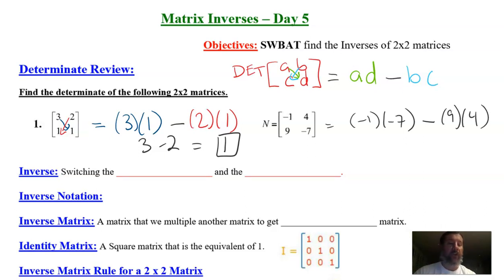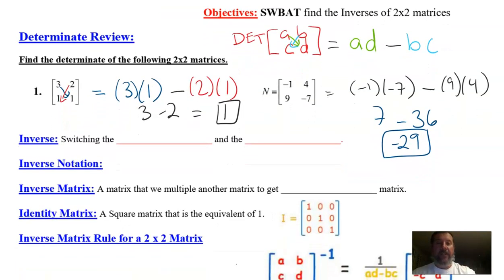Okay, so when you multiply, you should have done -1 times -7 minus 9 times 4. -1 times -7 is 7. And then 9 times 4 is 36. And then 7 minus 36 is -29. And so that'd be the determinant of matrix N. Okay, now, again, we reviewed determinants so that we could use this to talk about the inverse of a matrix.